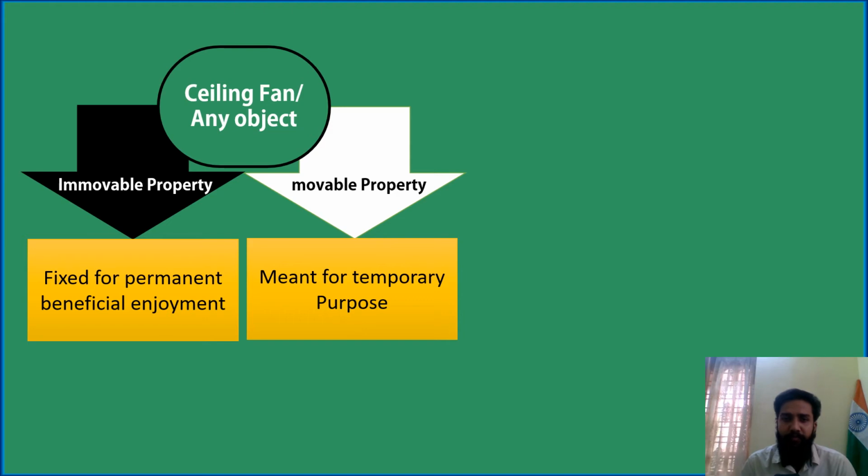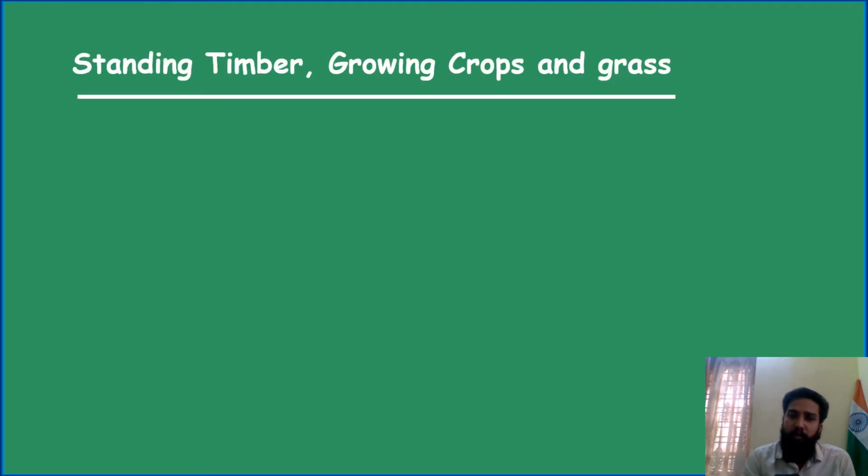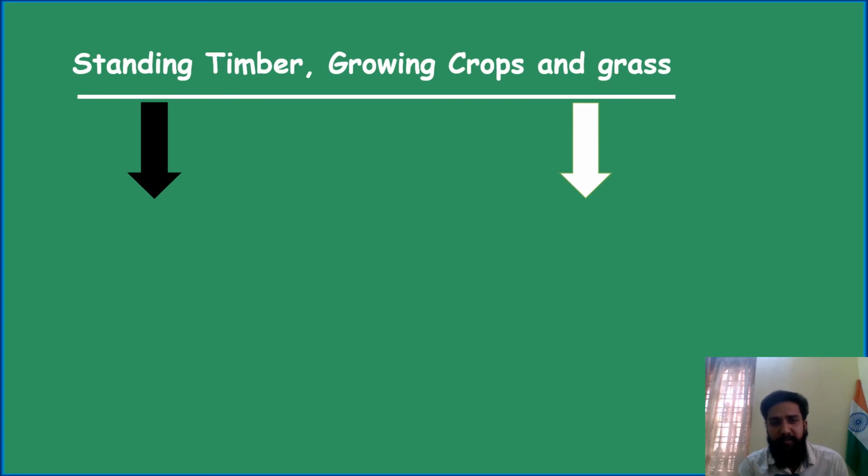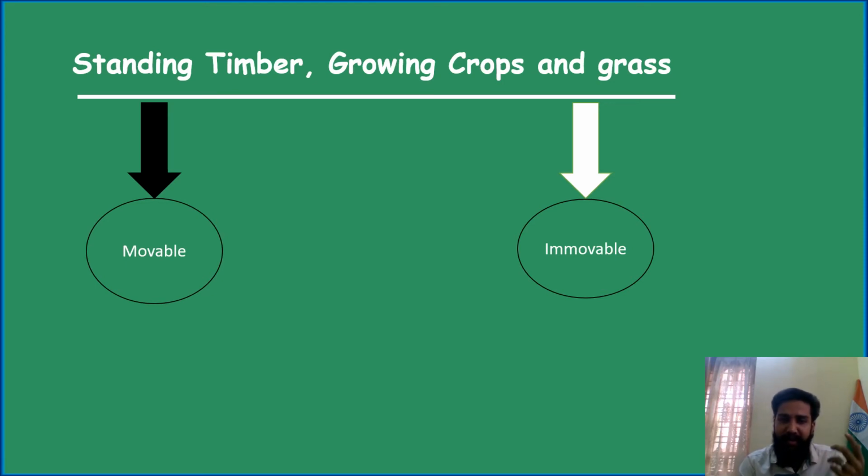But a ceiling fan, if you fit it inside a house where you don't unscrew it every time, becomes an immovable property. So you have to have that common sense to decide whether any object is immovable or movable. And we already know standing timber, growing crops and grass are not immovable property. Well, the law says at times we can consider them as movable as well as immovable. So again we have to apply a little bit of logic.